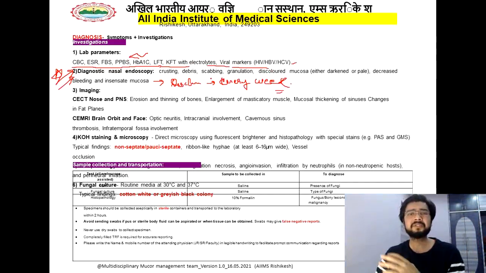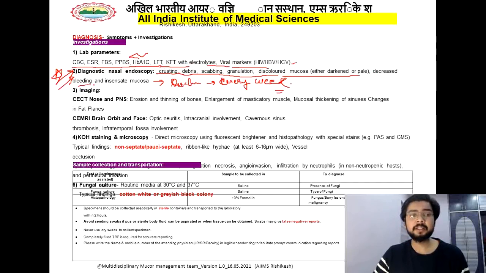Why? Because it is a very bad disease. How are you going to detect it? Huge amount of crusting, blackish crusting, debris, scab, granulation, discolored mucosa, either darkened or pale, decreased bleeding, right? That is dead tissue. On probing also you are not getting any bleeding. Insensate mucosa, there is no sensation, no pain. That means that part has been involved with the fungus.